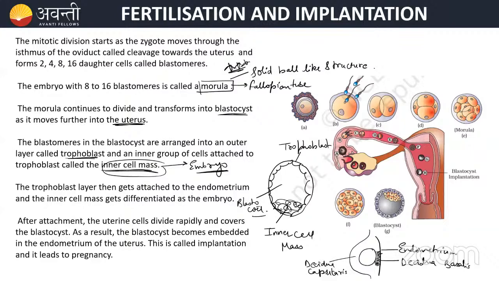Remember this very, very important point, that after the implantation, you call the inner layer of the uterus the decidua. You no more call the inner layer of the uterus the endometrium. After the implantation, it is called the decidua. Remember this. I hope it is clear to everyone.